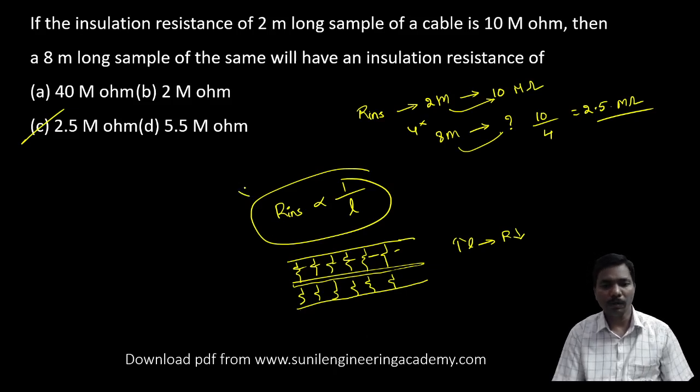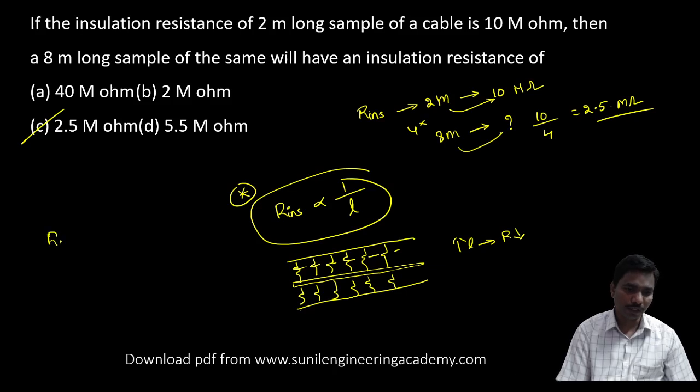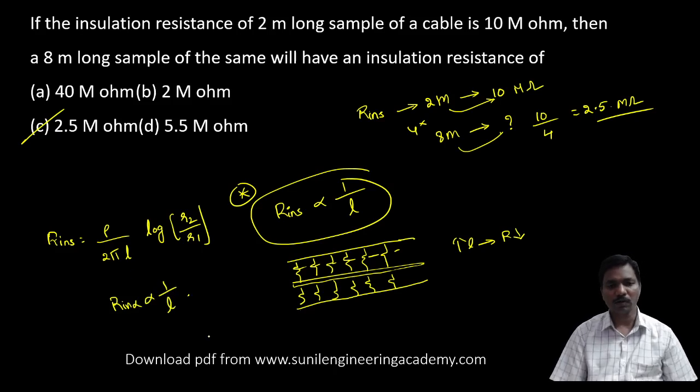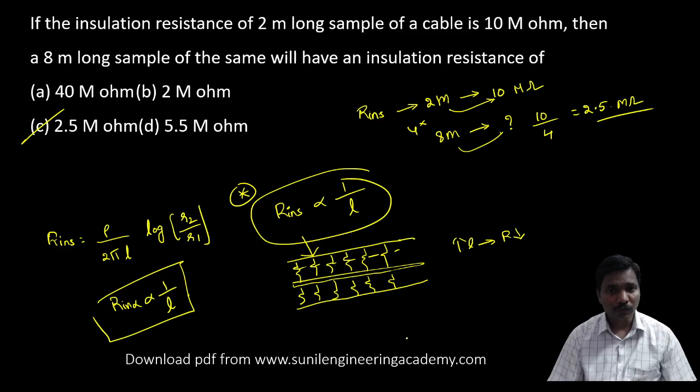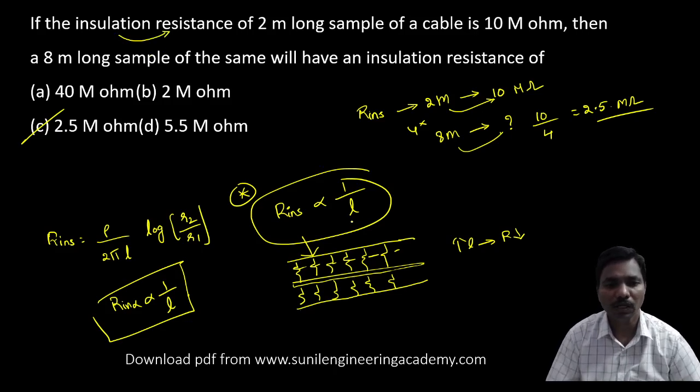So try to remember insulation resistance is inversely proportional with the length. The actual formula for the cable insulation resistance is rho by 2 pi L log R2 by R1, or capital D by small d. From this one, insulation resistance is inversely proportional with the length. From that formula we can get the idea, or just by understanding we can get the idea. So whenever they are asking about insulation resistance, it is inversely proportional with the length.